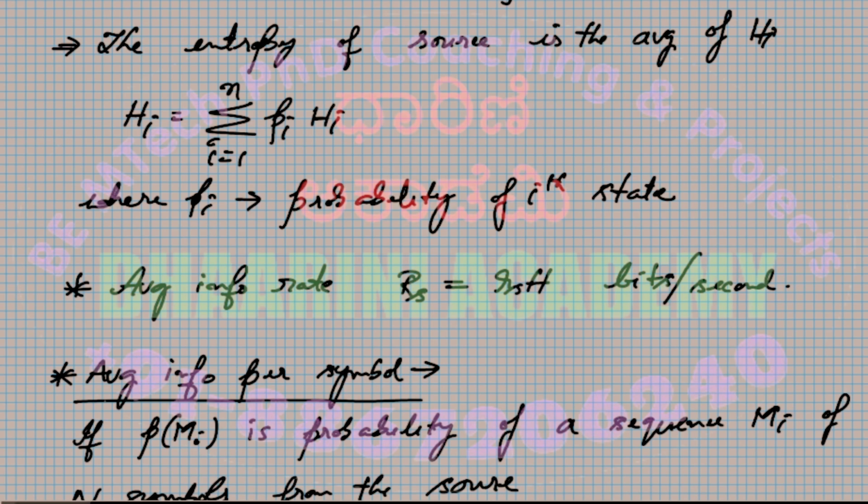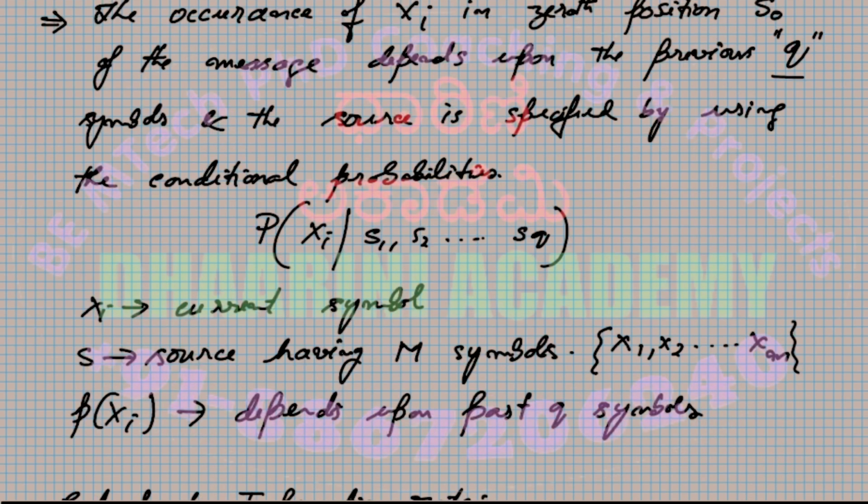There is a mistake, I will just correct that. This term is not hi, the term should be simply h. So h is equal to the summation from i to n of probability pi into hi. That's the updated equation, kindly note.